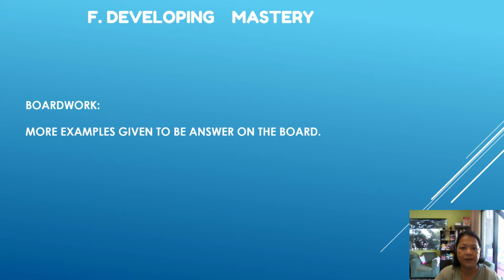Letter F, developing mastery. We have board work. More examples are given to be answered on the board.